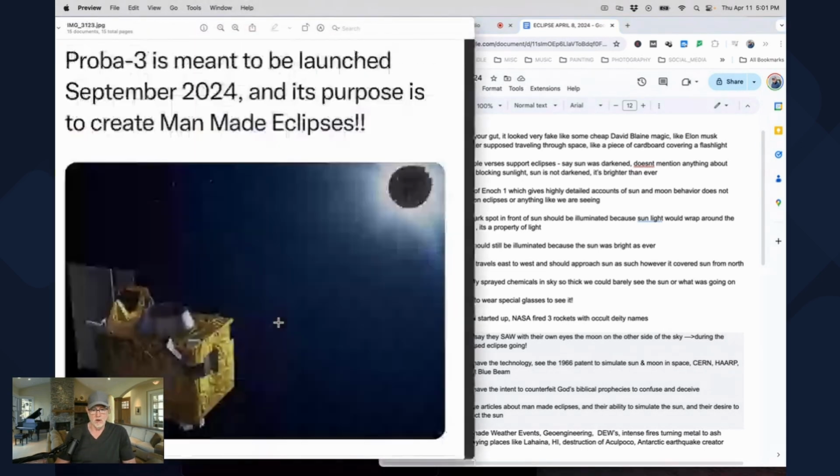I have some articles right here that were put out in April of 2024. And clearly these guys... Here it says Proba 3 is meant to be launched September 2024, and its purpose is to create man-made eclipses. So here they're telling us in these articles that they are creating man-made eclipses. They're telling us that.